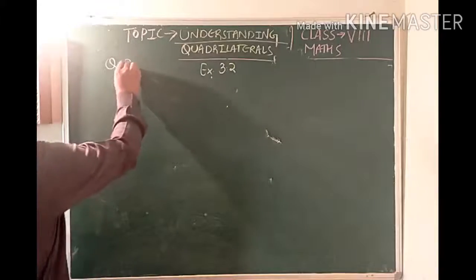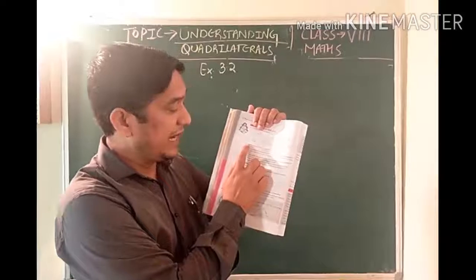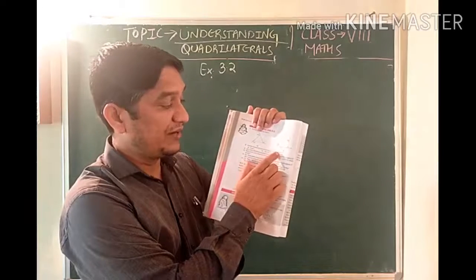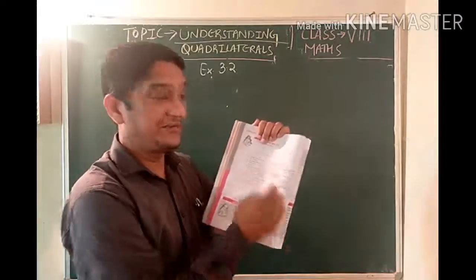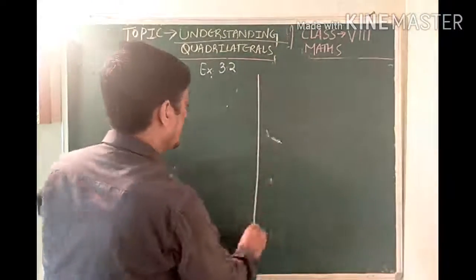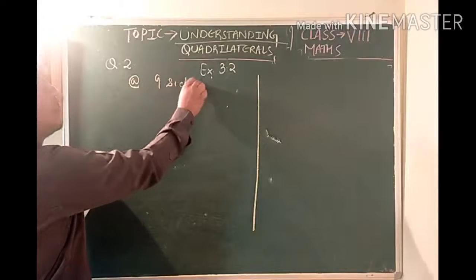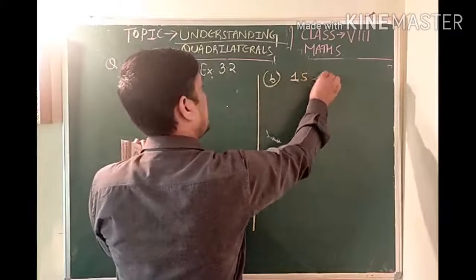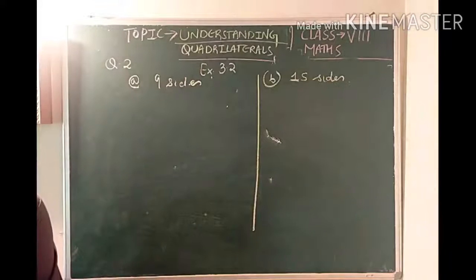Question number 2, children. Please listen carefully. Question number 2 is: find the measure of each exterior angle of a regular polygon having 9 sides and 15 sides. A part is having 9 sides and B part is 15 sides. Now here, children, we have to find each exterior angle.